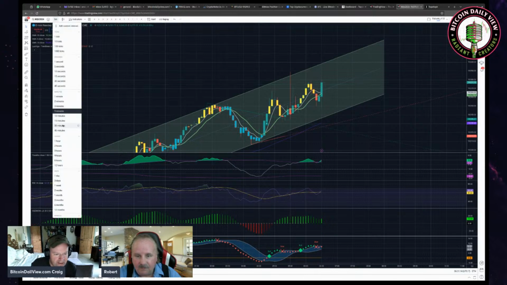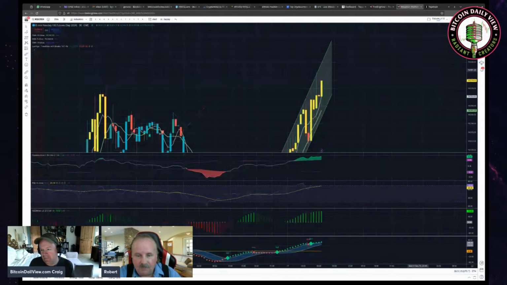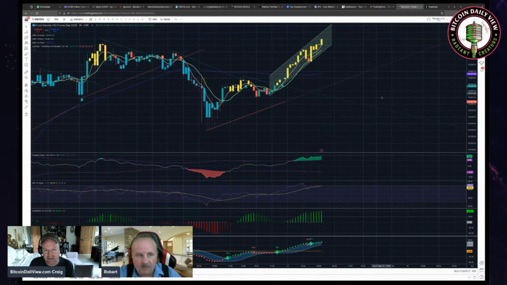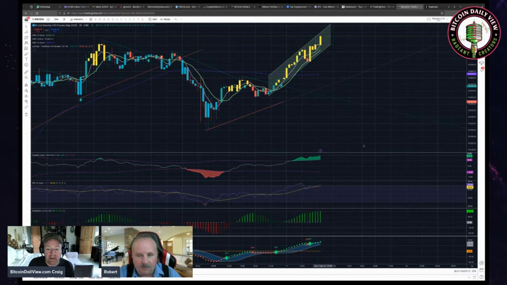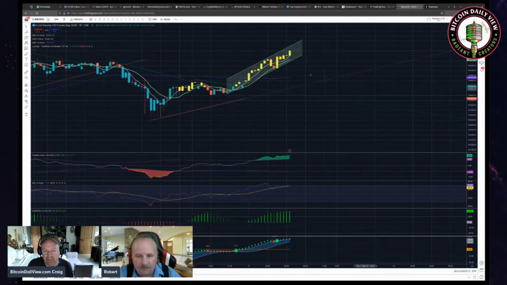And how is that 30-minute looking? Let's see. The 30-minute chart here, Trendillo's in the green. The RSI is high, and the squeeze indicator is still looking green, and so is the buy-sell. And we're above the important moving averages. So, wow, the 30-minute looks a little bit bullish this morning.